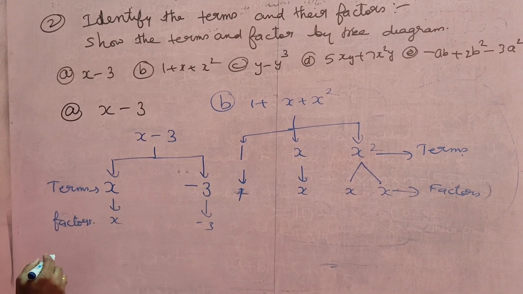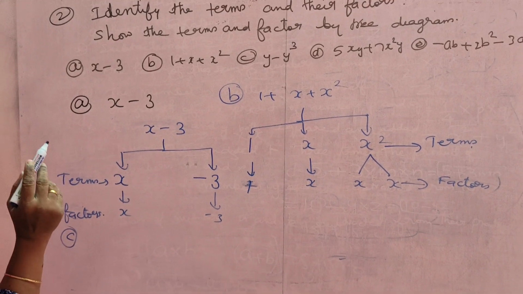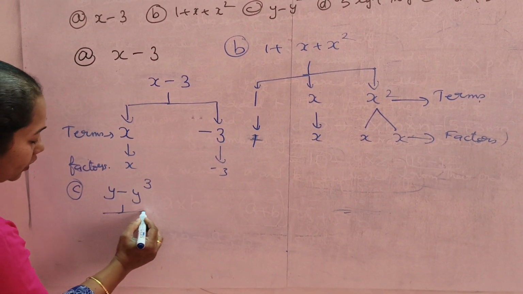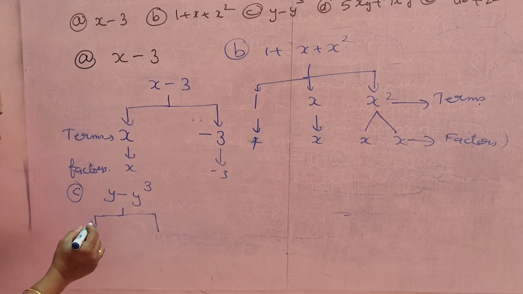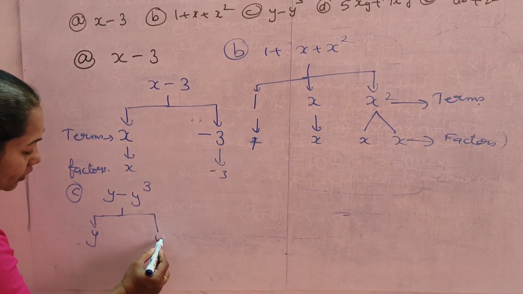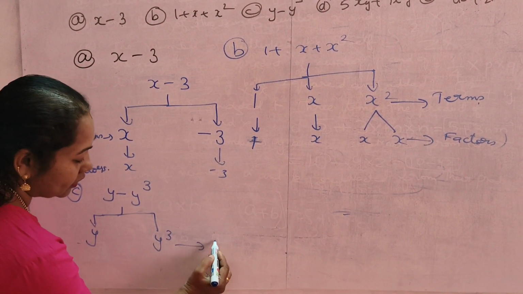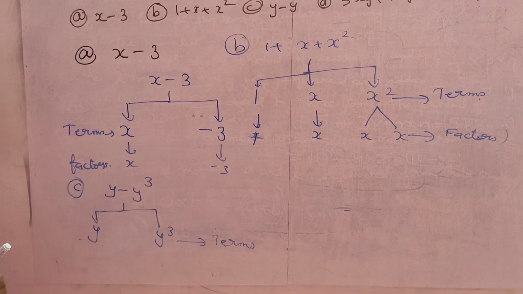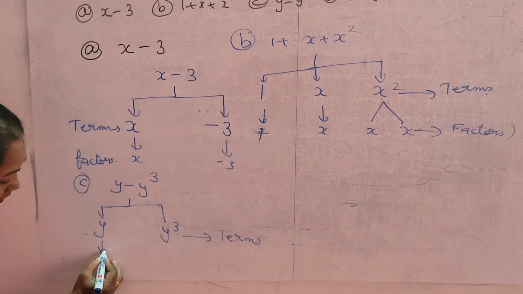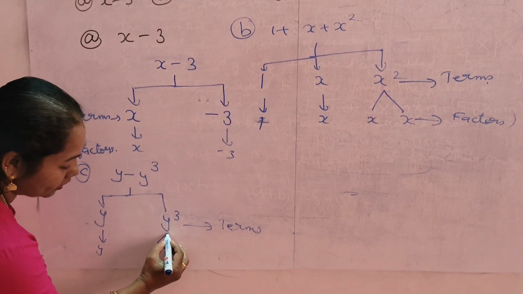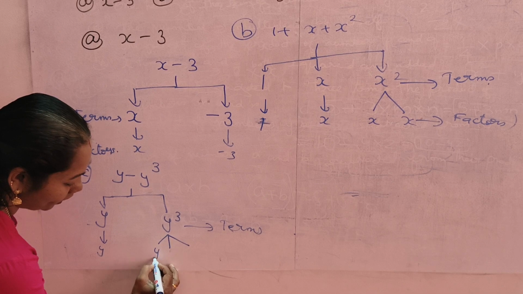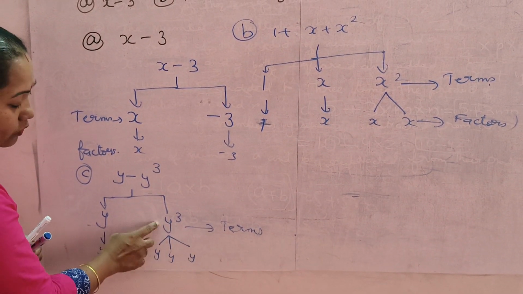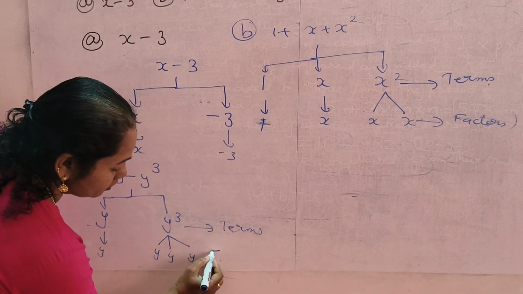In the third part, question number C, that is y minus y cube. In this one, how many terms or factors are there? Terms are there. One term is y and the other one is y cube. These are the terms. And the factors, what are the factors? y is y itself. This is a factor. And in this way, we have three factors: y, y, y. Because y into y into y is y cube. So these are the factors.